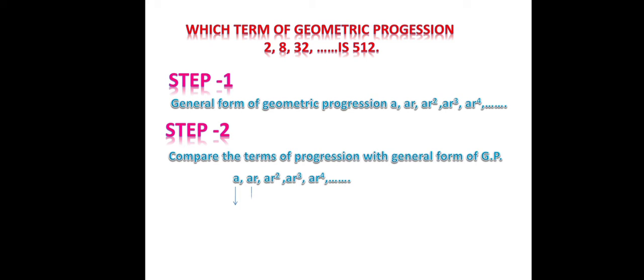So third step will be identifying the first term, that is small a is equal to 2. So after identifying the first term from the given progression, we'll continue the step and will identify the common ratio. And what will be the step for the common ratio here?